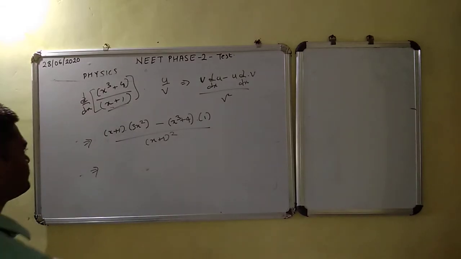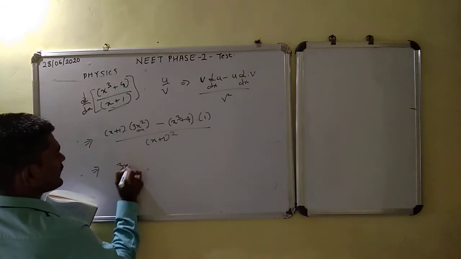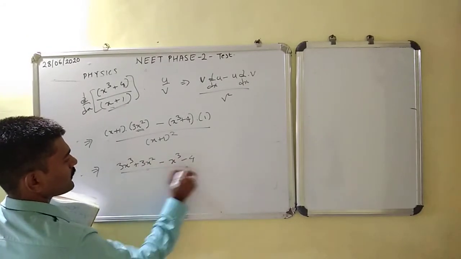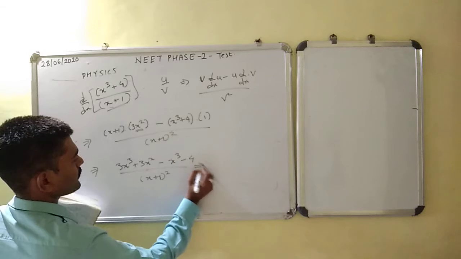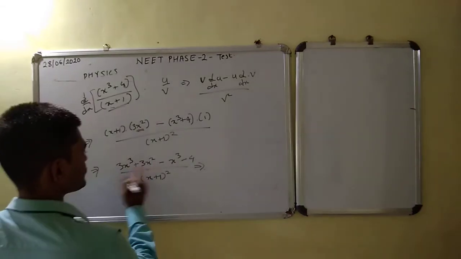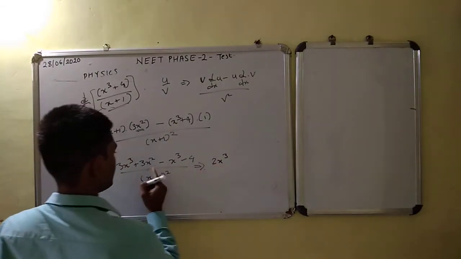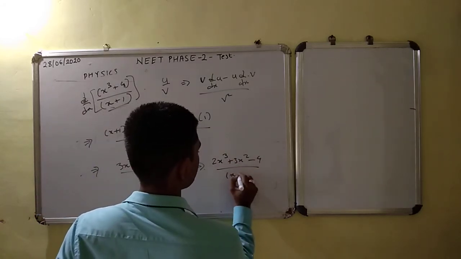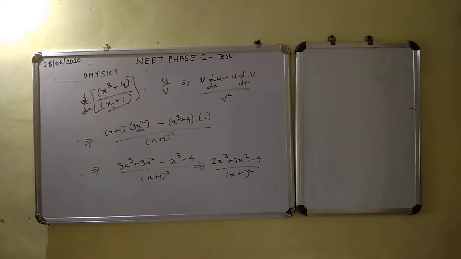What is this telling you? The product of this is 3x cube plus 3x squared minus x cube minus 4, upon x plus 1 the whole squared. So we have 3x cube minus x cube is 2x cube plus 3x squared minus 4, upon x plus 1 whole squared. Okay, so this is the answer. Now there is the final question, the 25th.